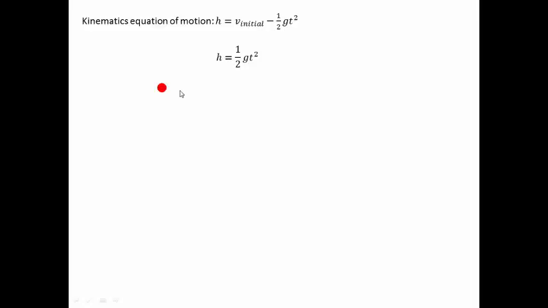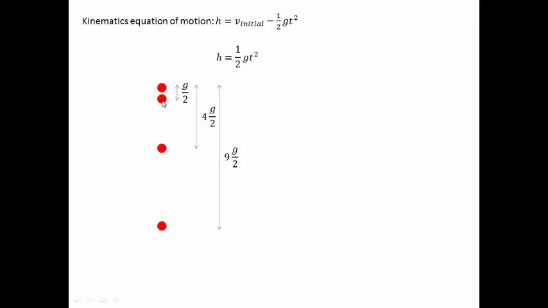So suppose the ball begins its motion here. In the first second, it's going to travel a distance of g over 2. Now, after another second, according to this equation, the total distance travelled will be 4g over 2. And after the third second, the total distance travelled will be 9g over 2, as we can infer from this equation.